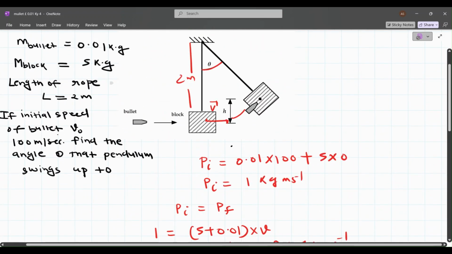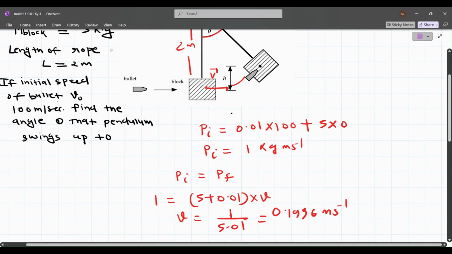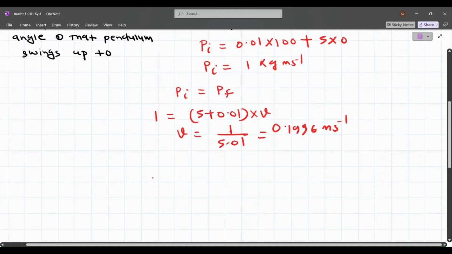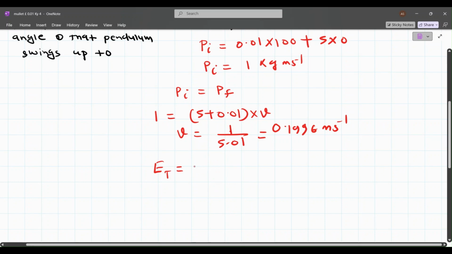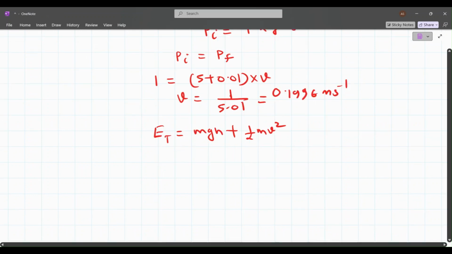Now it moves with this velocity and goes to the extreme position. We are going to now focus on the energy after momentum. We know the conservation of energy, and the mechanical energy, the total energy, is equal to the potential energy, which is mgh, plus the kinetic energy, which is half m times the square of the velocity.